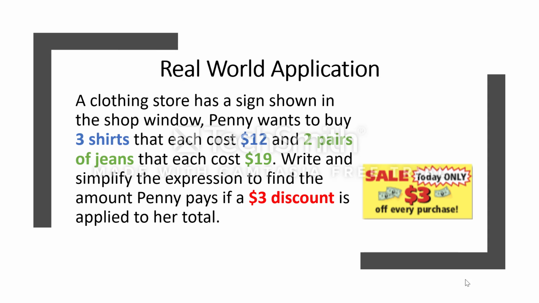Here is a real-world application that requires us to use order of operations. A clothing store has a sign shown in the shop window. Penny wants to buy 3 shirts that each cost $12 and 2 pairs of jeans that each cost $19. Write and simplify the expression to find the amount Penny pays if a $3 discount is applied to her total. We will come back to this problem later in this video.